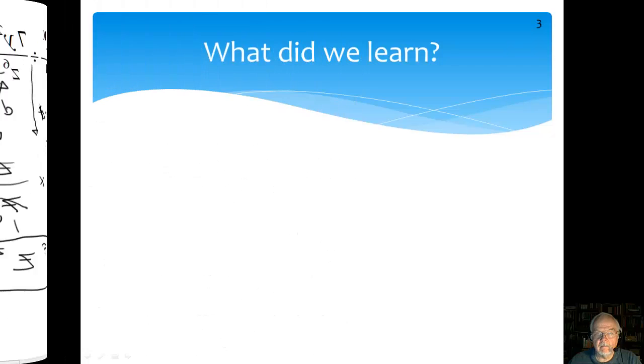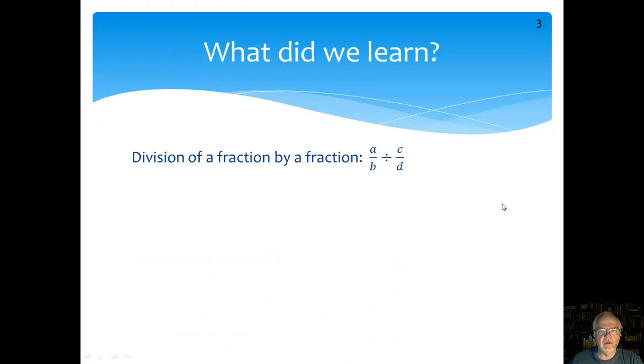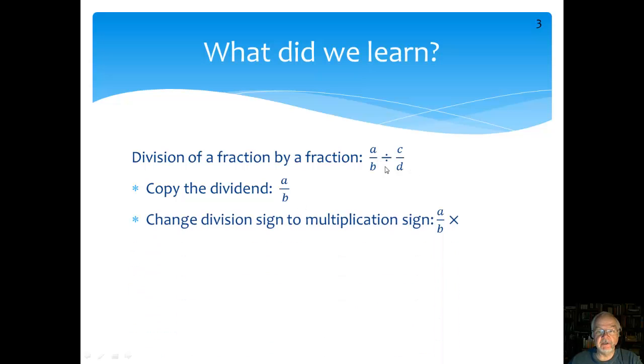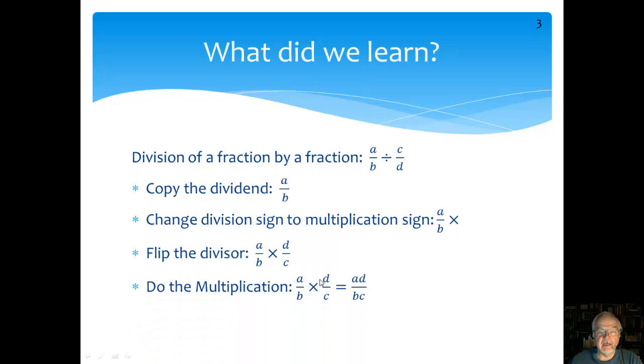Okay, what did we learn? We learned how to do division of a fraction by a fraction, where we had the form a over b divided by c over d. Basically, the technique was to copy the dividend, leaving it as it was, a over b. The next thing we do is change the division sign into a multiplication sign. Then we take the divisor and we flip it. Now we just do the multiplication: a times d equals AD, b times c equals BC. And that's pretty much all there is to division of a fraction by a fraction.